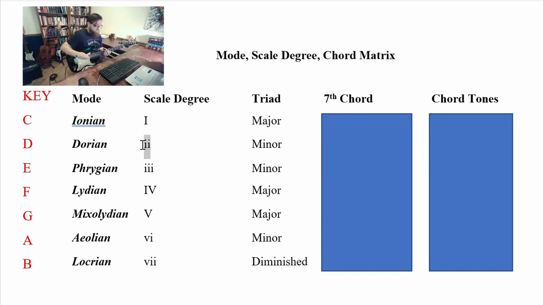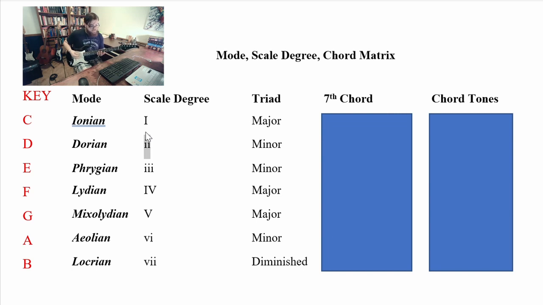If we start on the D, and then if that becomes our 1, we take the 1st note and the 3rd note, and the 5th note, and we play those together, and that gives us a D minor chord.